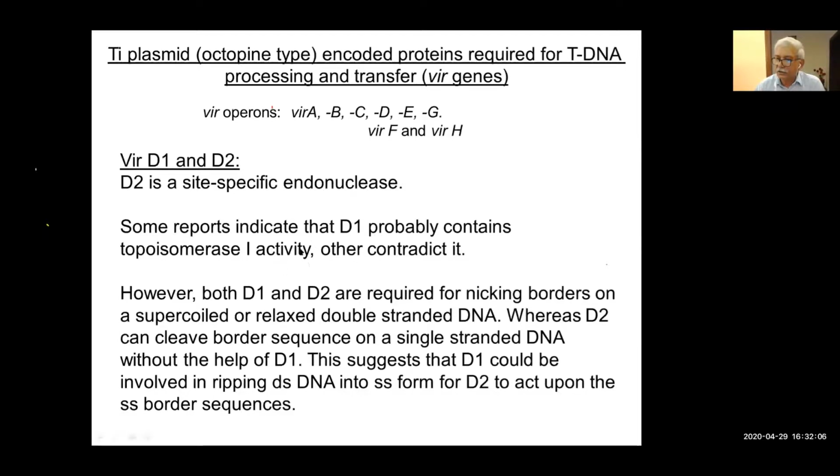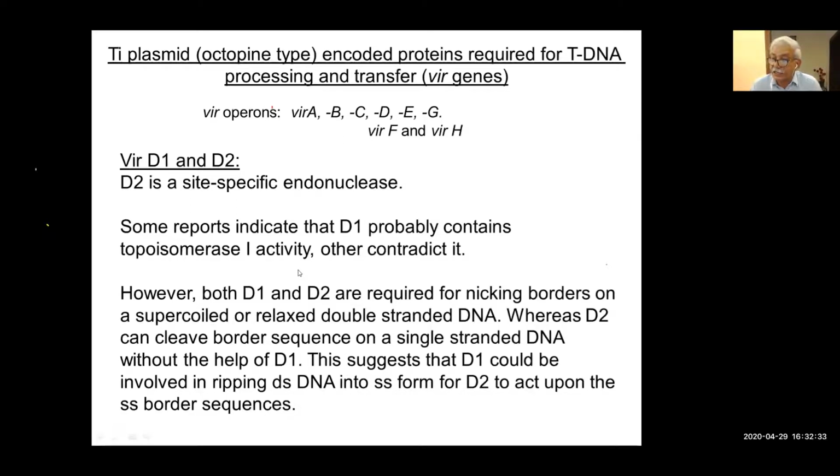It cleaves the double-stranded DNA. Sorry? It acts to cleave the double-stranded DNA, Vir D2. It's a nicking enzyme. It produces a nick in the left border and the right border sequences. So it helps in generating the single-stranded tDNA by producing a nick.